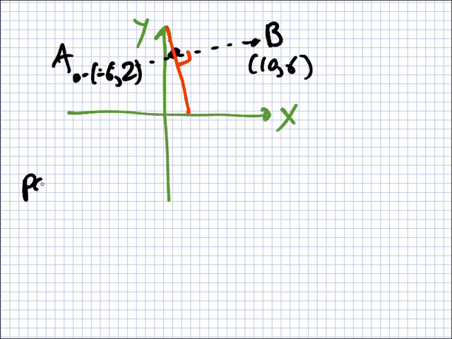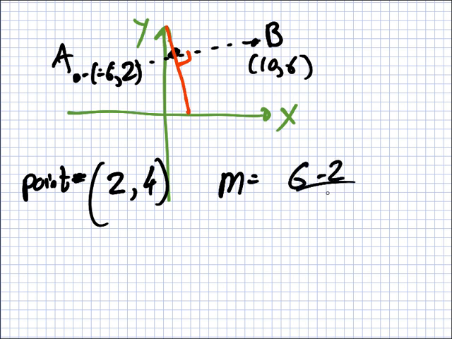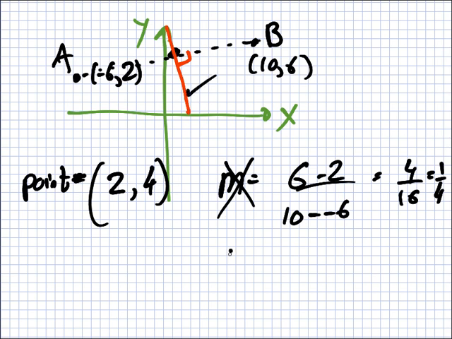So the midpoint will be 10 minus 6 is 4, over 2 is 2. And 6 plus 2 is 8, 8 over 2 is 4. And the slope of AB will be 6 minus 2 over 10 minus minus 6, which is 4 over 16, which is 1 over 4. But really, that's not the slope we want. We want the slope of this line, which is minus 4.